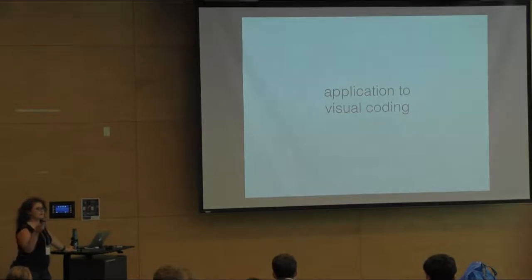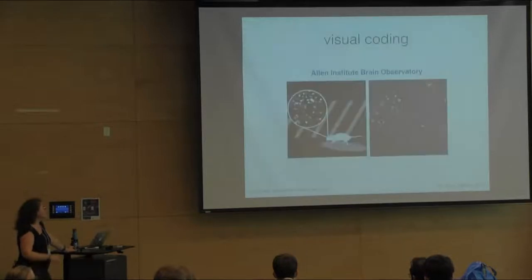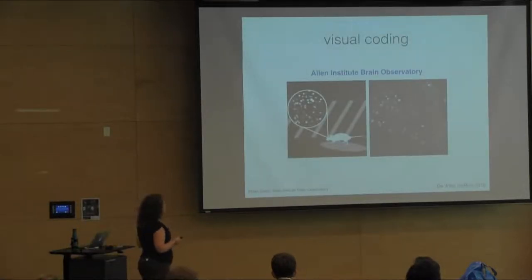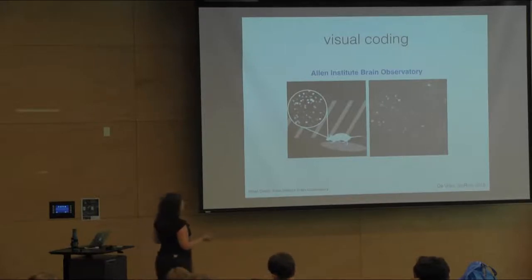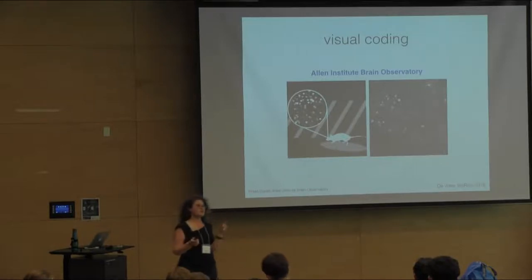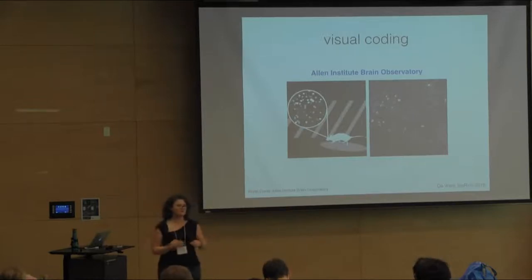Okay, so then I'm going to talk a bit about some work that we're currently doing on applying dimensionality reduction techniques to visual coding. You're going to hear a lot more details about the data set, so I'll just do a very quick pass through. Basically, what we're using is the Allen Institute's Brain Observatory. There are recordings in many different visual areas. This is going to focus on primary visual cortex. It's very similar: we had primary motor cortex, and now we're looking at these low-level visual areas as well.